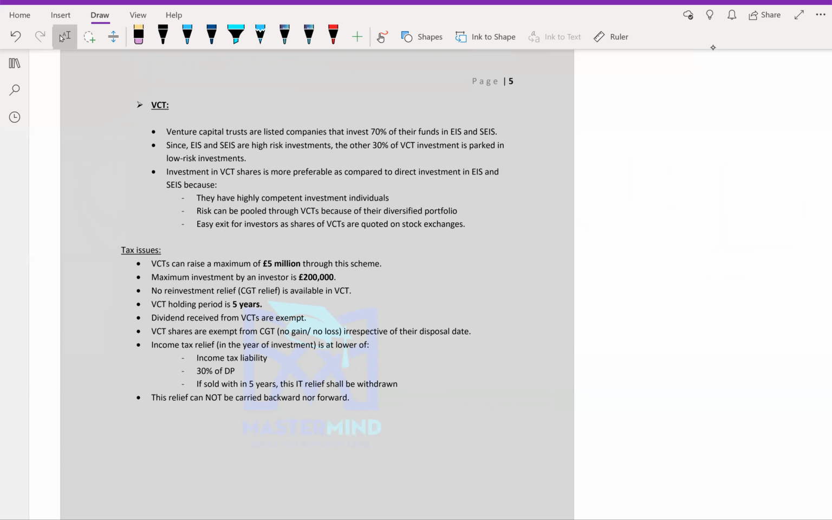No gain, no loss. You dispose of it whenever you want to. Does not matter. You get a very good price on it. You sell it off. No gain, no loss.